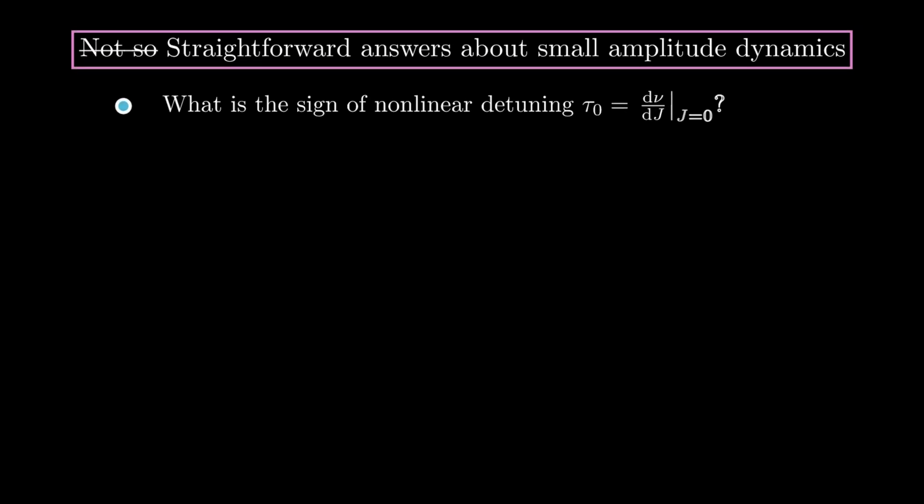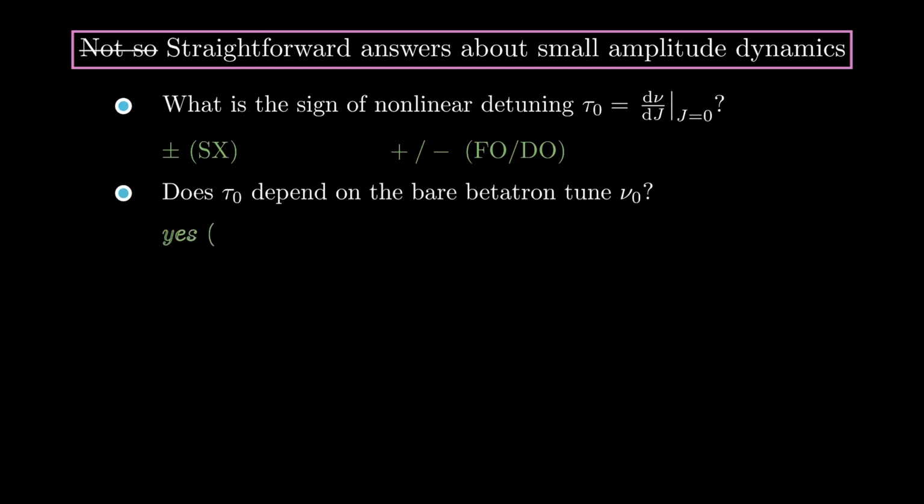First, for a sextupole magnet, the sign of the detuning depends on the bare tune, whereas for focusing and defocusing octupoles, the sign is strictly positive or negative respectively. Second, and somewhat surprisingly, for the octupole magnet, not only the sign but also the actual value of the detuning remains constant across the entire range of tunes.